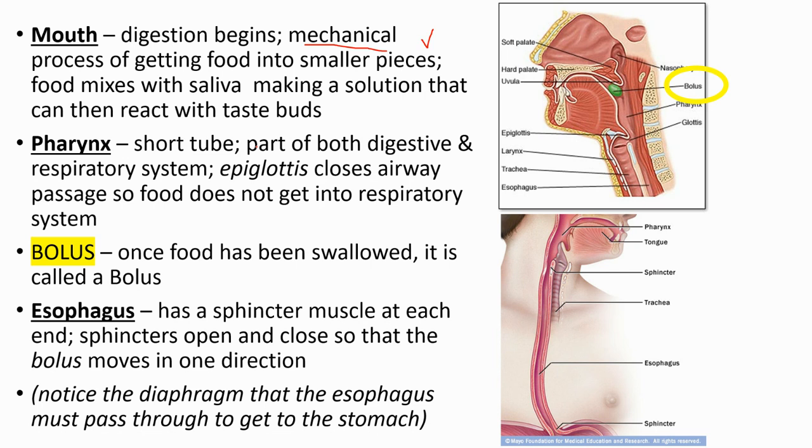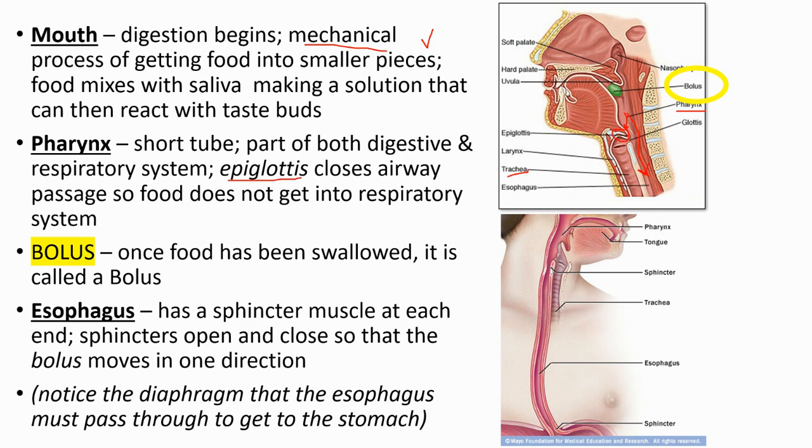It's just right behind, when you look inside your mouth, it's just right back there. And again, it can carry food or air. So in the digestive system, we're going to talk about it carrying food. The epiglottis closes the airway passage so that food does not get into the respiratory system. So at the bottom of the pharynx, you have this epiglottis right here, which prevents food from going down into the trachea, and it's going to force food into the digestive system, into the esophagus. So at the base of the pharynx is the epiglottis.